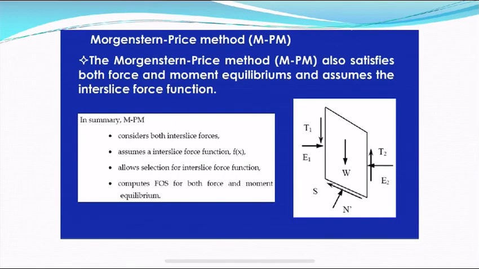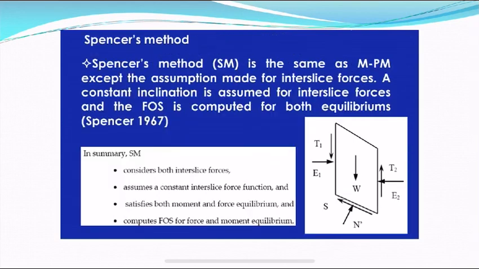Coming to the Morgenstern-Price method, it satisfies both force and moment equilibrium and assumes an interslice force function. It considers both interslice forces and allows selection of the interslice force function. It computes the factor of safety for both force and moment equilibrium. Spencer's method is the same as the Morgenstern-Price method, except for the assumption made for interslice forces. A constant inclination is assumed for interslice forces, and the factor of safety is computed for both equilibriums, that is force equilibrium and moment equilibrium.